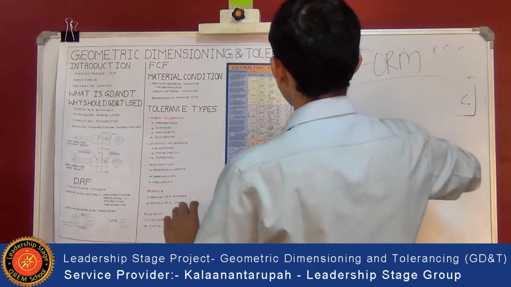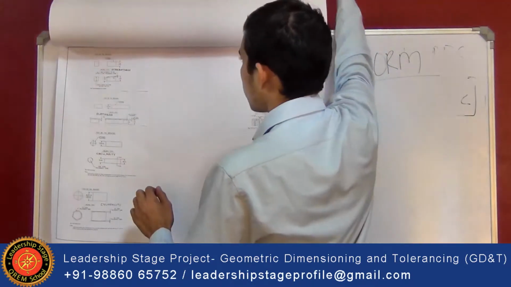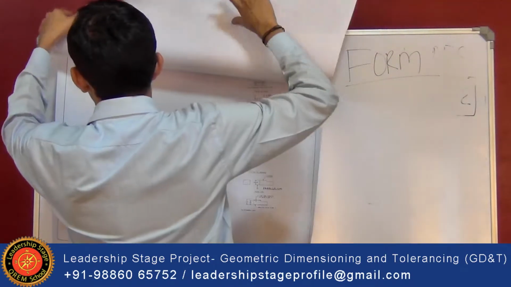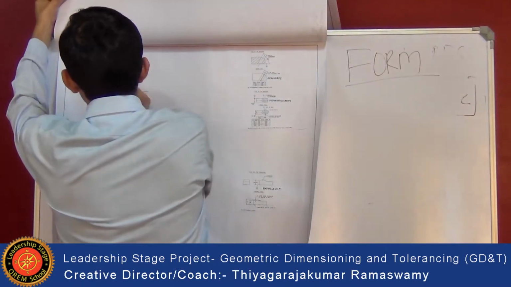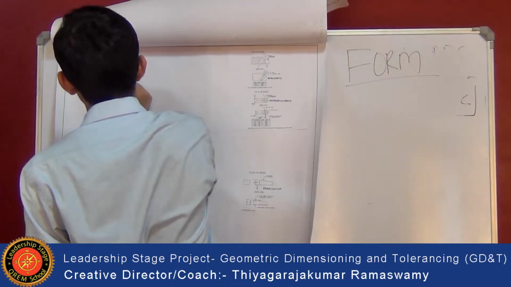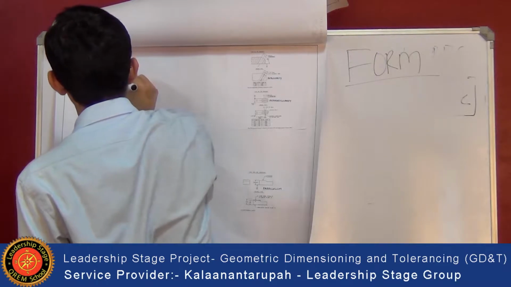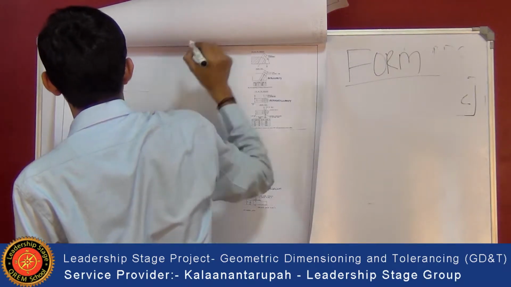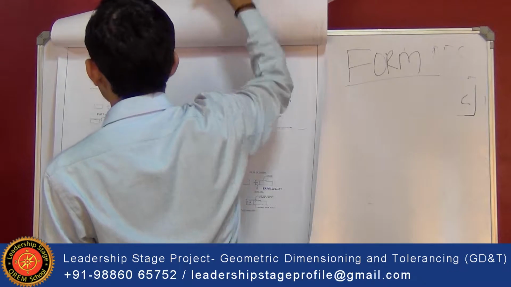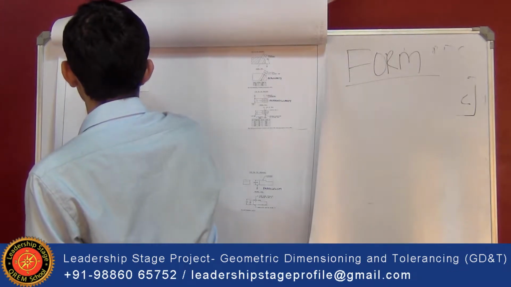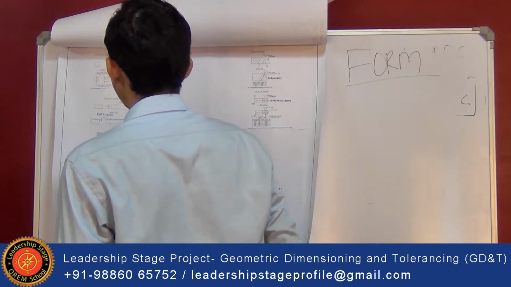Here we can see that two parallel lines are at a particular distance apart. So any element should lie between these two tolerance zones. That is, between these two tolerances, it's allowed. They can lie within these two tolerance zones. Here we can see a 0.05 tolerance zone.